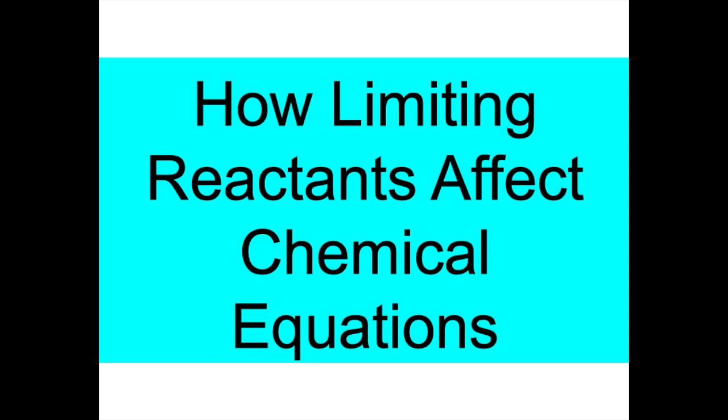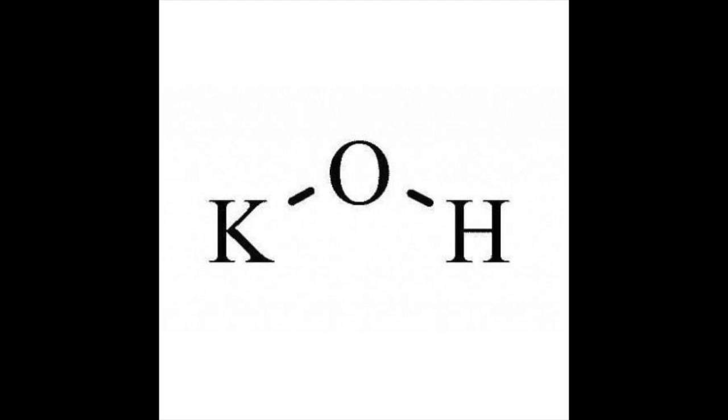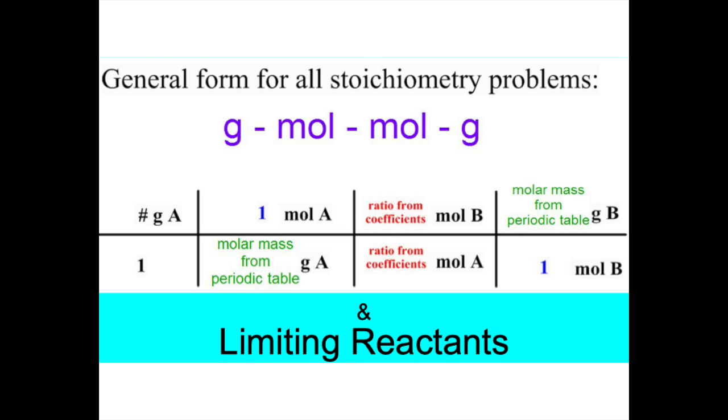In this presentation, we will observe the chemical reaction of potassium hydroxide and copper 2 sulfate. We will also be discussing stoichiometry and more specifically limiting reactants. Limiting reactants are the reactants that are used up first within a chemical equation.